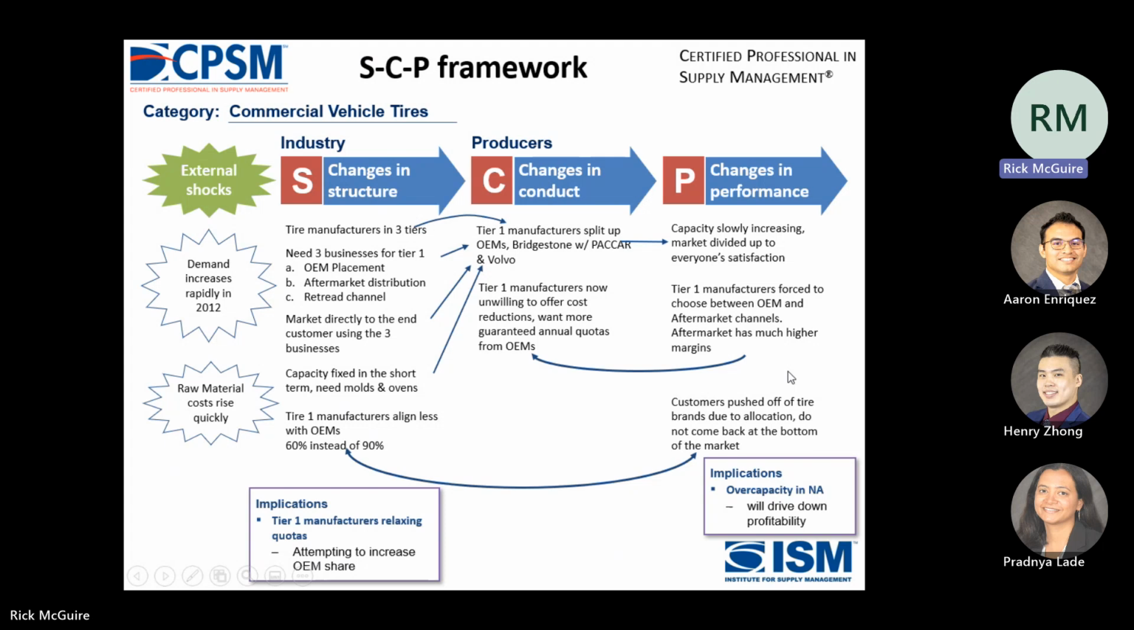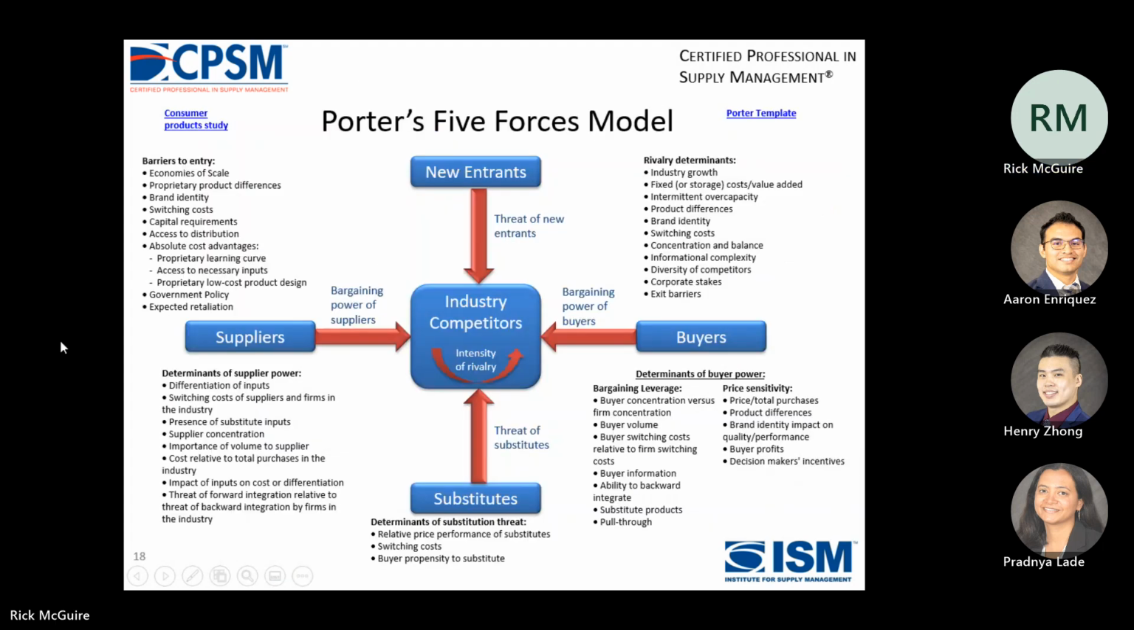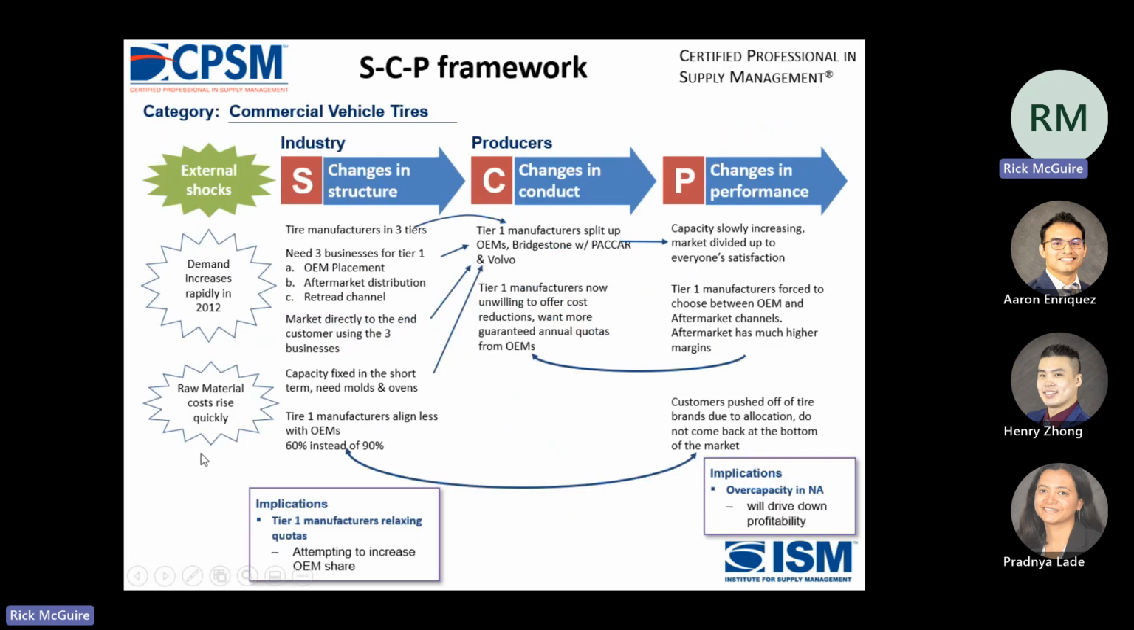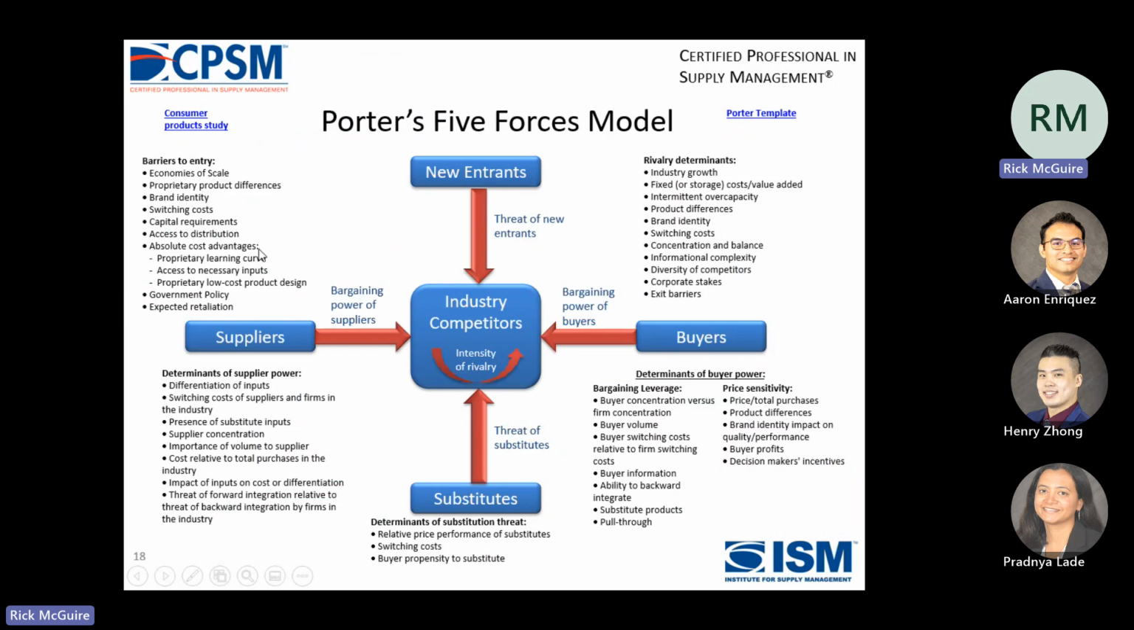This is another way of looking at the industry, and it uses the structure piece here plus some of the conduct piece. So the structure piece are new entrants, substitute products, buyers, and suppliers. That's all the structure piece from SCP. And the conduct piece is this intensity of rivalry, which is this up here. How do they compete with one another and within the industry?